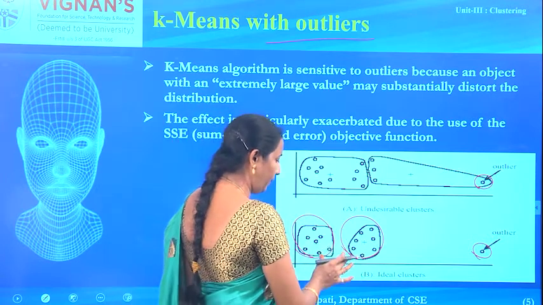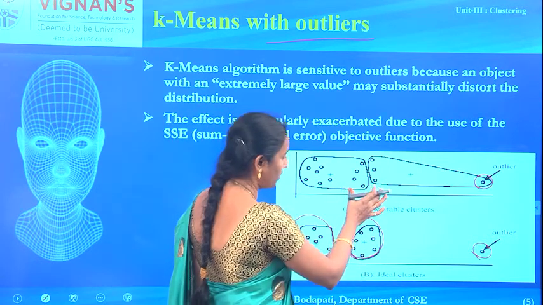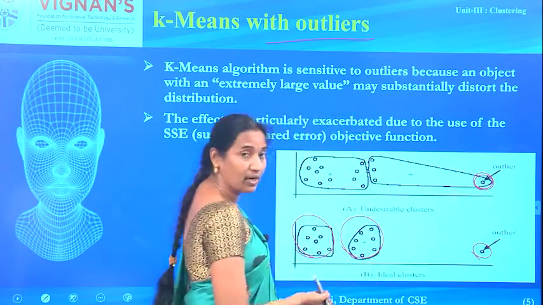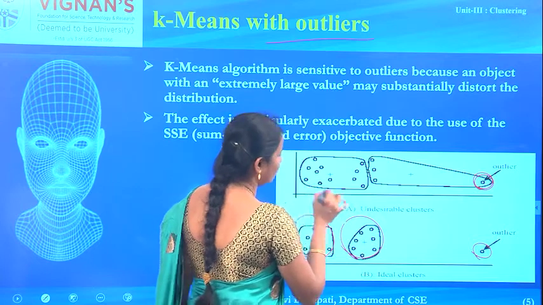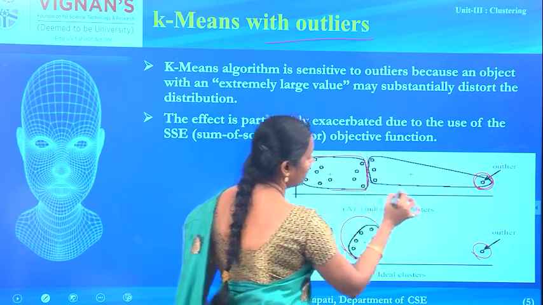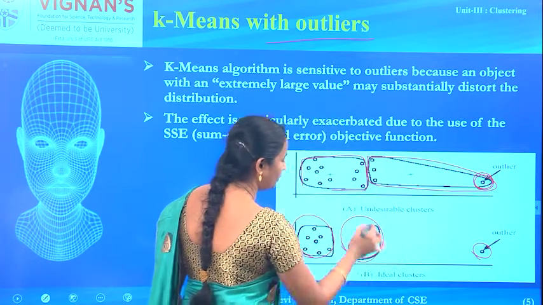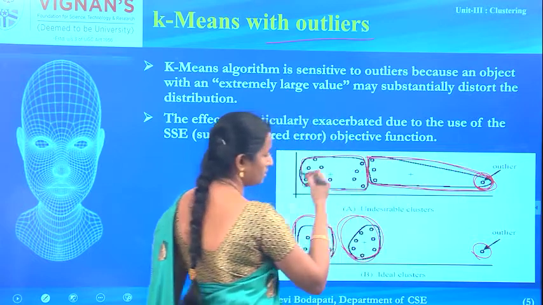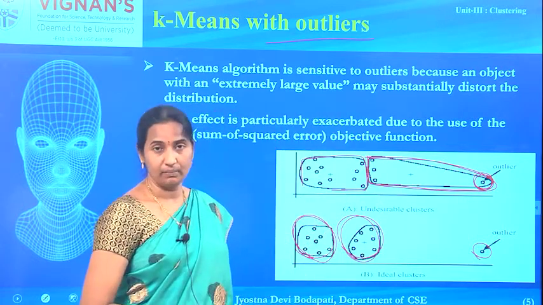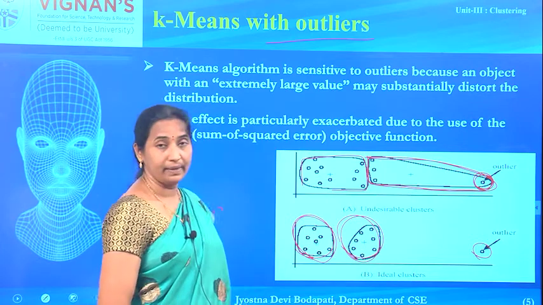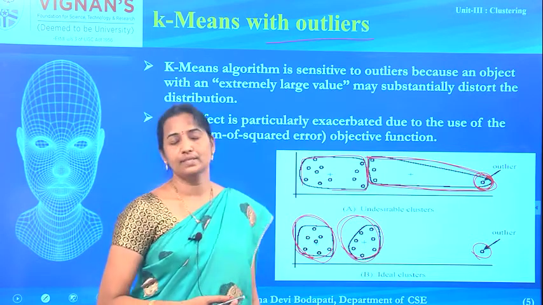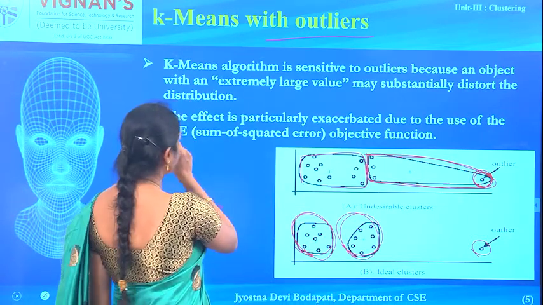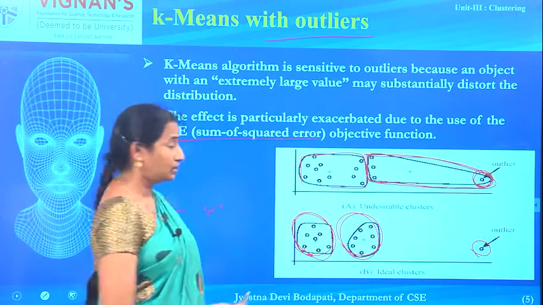And when we apply the K-means algorithm on this set of objects, because of the presence of this outlier, the clusters formed are these two. So this is one cluster and this is the other cluster. Instead of producing these two as the clusters, the algorithm is producing a different set of clusters, which is not expected. So that is how K-means is very much sensitive to the presence of outliers. This problem is more when we use the sum of squared error as the objective function.